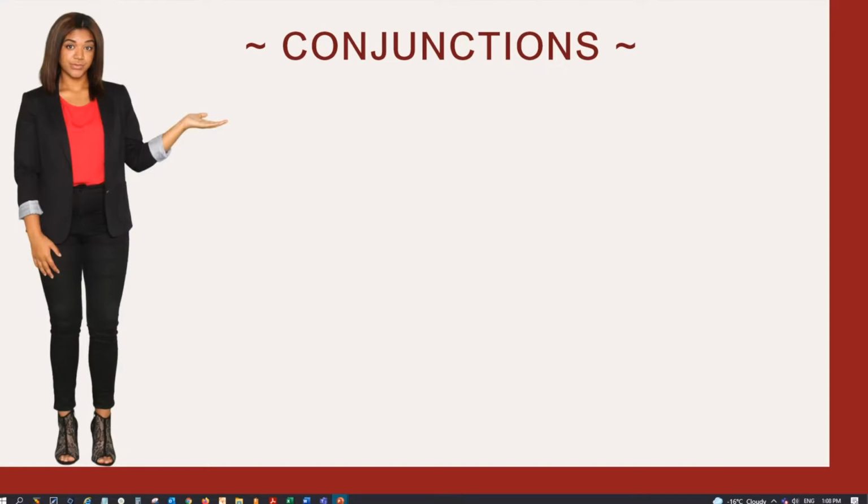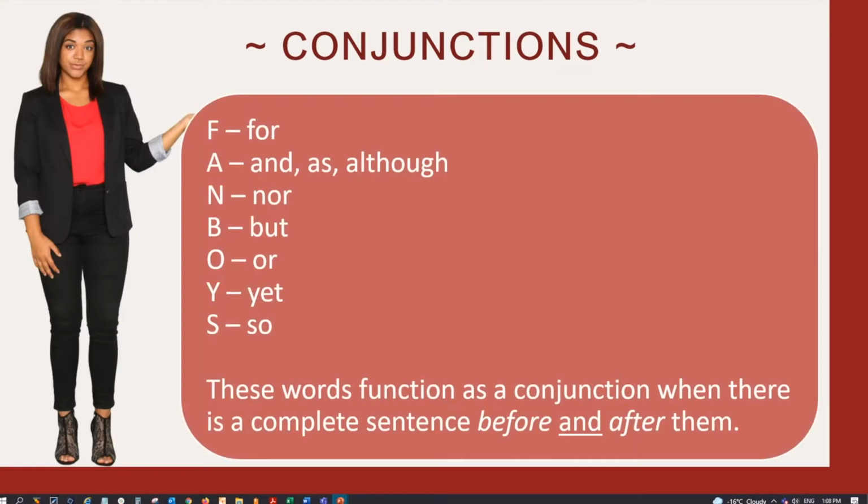Now let's talk about conjunctions. What a conjunction word is, is a word that joins two complete sentences together. So I wanted to go over an acronym that I use to remember the most common words that you'll see to join two complete sentences together. And so the acronym that I use to remember them is fanboys. So F is for, A is for and, as, or although, N is for nor, B is for but, O is for or, Y is for yet, S is for so.